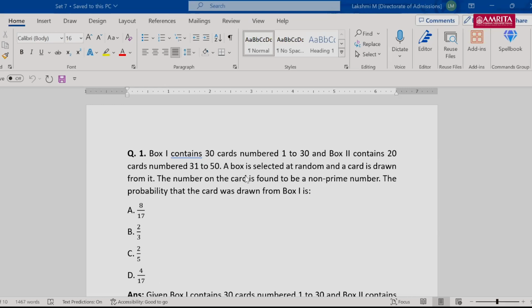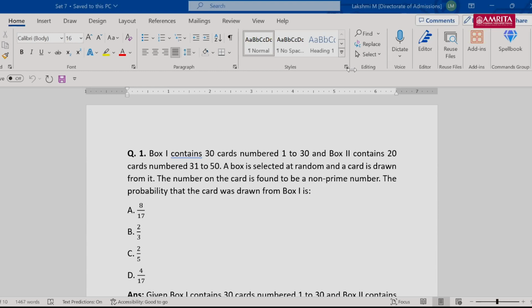Think of it. Box 1, 30 cards, 1 to 30. I want to find the probability when the card is drawn from box 1. Box 2 is having 20 cards, 31 to 50. I have selected a box randomly. It has to be box 1 according to the question. I've taken a card from it and the number on the card is found to be a non-prime number. So think one by one.